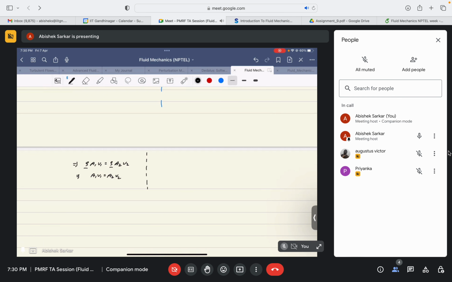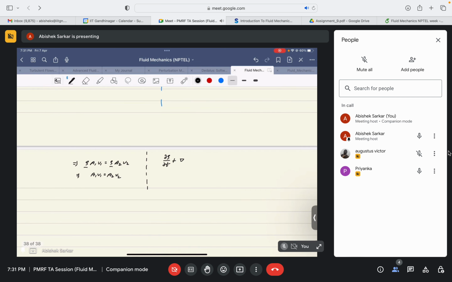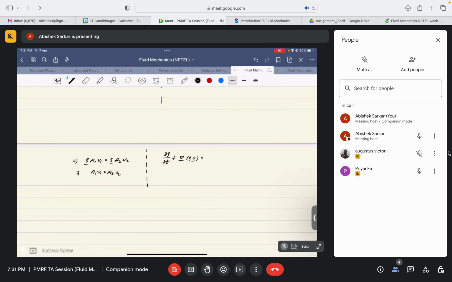What about you, Priyanka? So del rho by del t plus del of rho V. Del, is it a gradient or divergence? Gradient. Del dot rho V, that only, is equal to 0. Okay. So it is 0, right? This is one form. This is another form. So I would say both of you are correct.